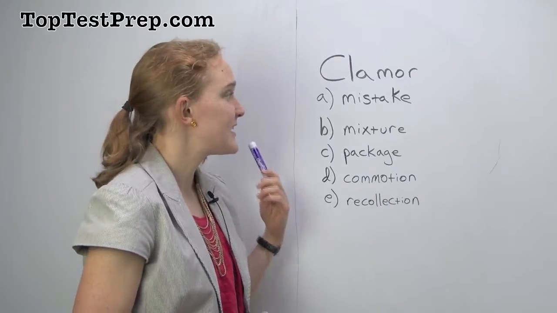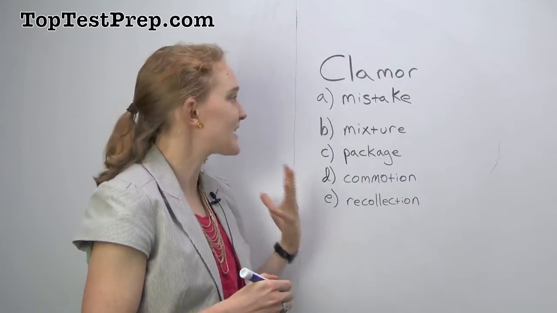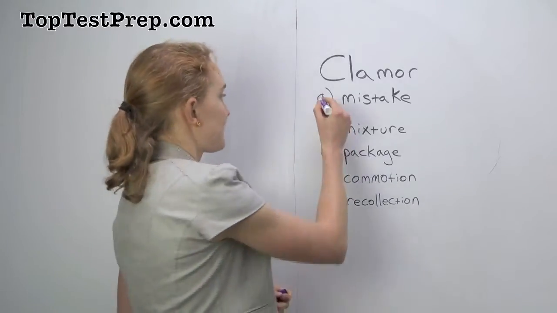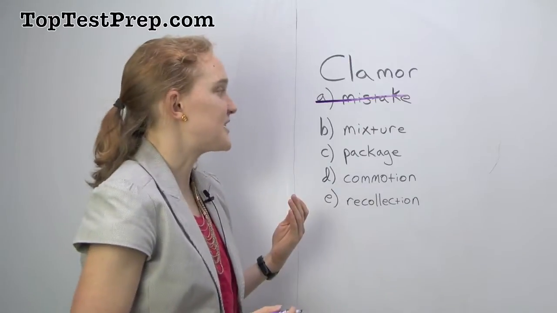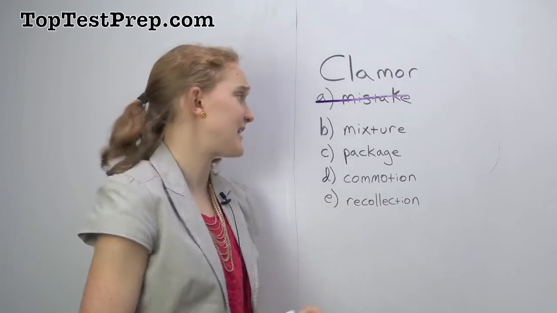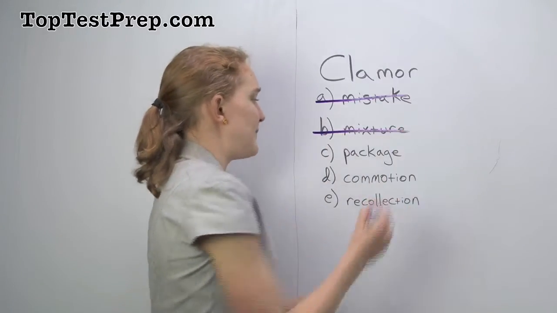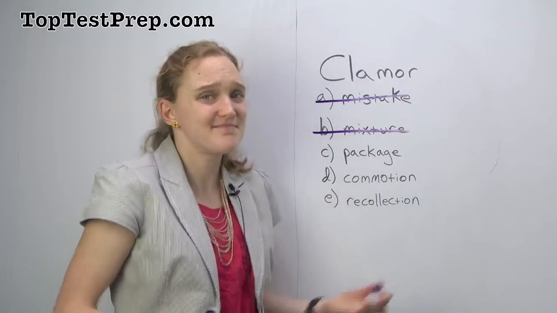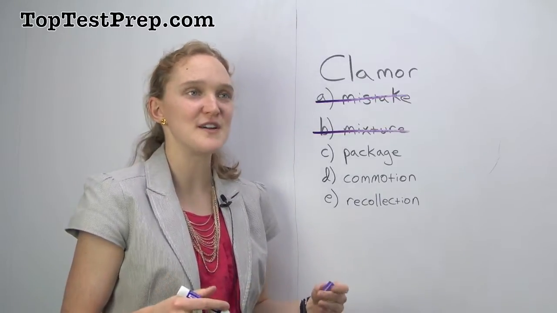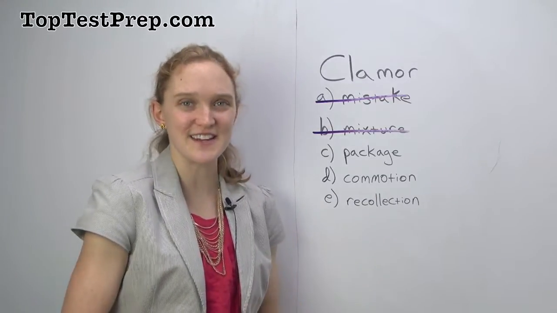A, mistake. That doesn't really go with the example that I gave, so I don't think that's right. B, mixture. That really doesn't fit in with the context of the example I gave either, so let's eliminate that. C, package. Again, not very relevant when I try to think of the imagery of siblings battling over each other to get a good seat.